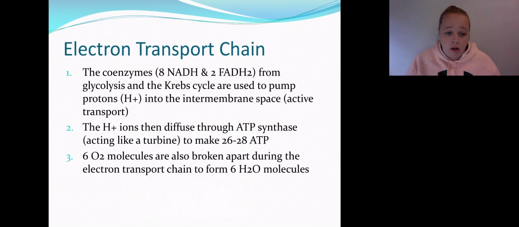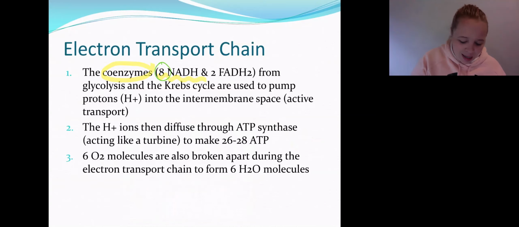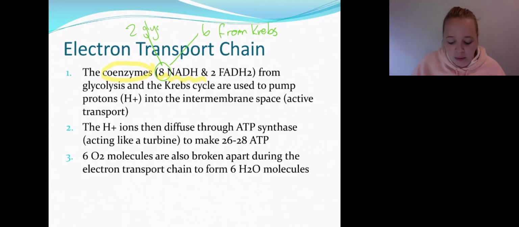So this is where our coenzymes come into play. We've made 8 NADH. Where did we get them from? Where have I come up with this magic number 8? I've got 2 from glycolysis and 6 from Krebs. Okay, so that's where that's come from. We've also got this 2 FADH2. Again, way off the study design. You don't need to know about them, but they've come from the Krebs cycle as well.